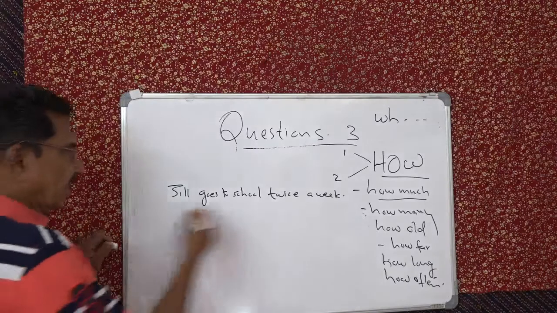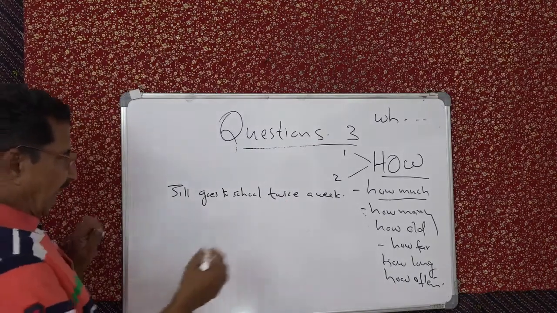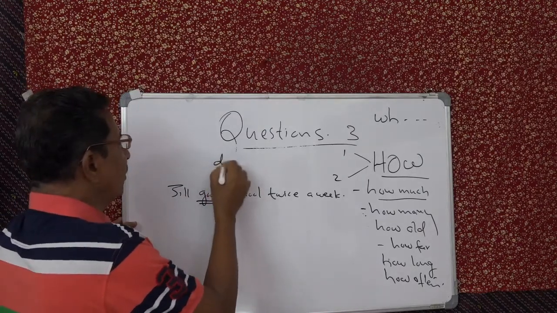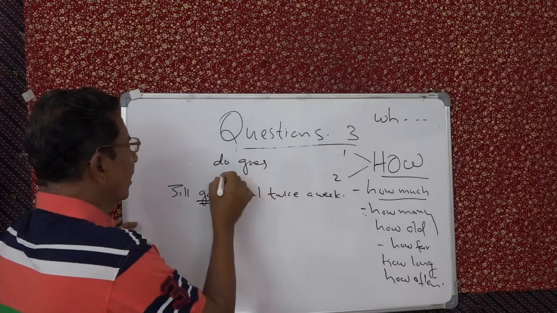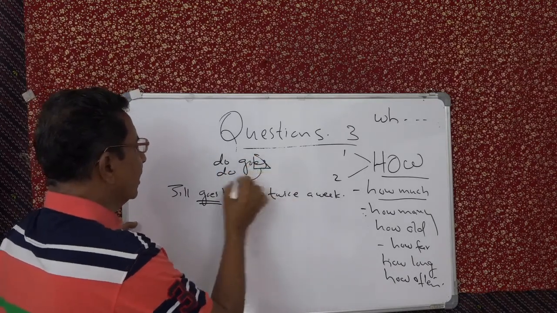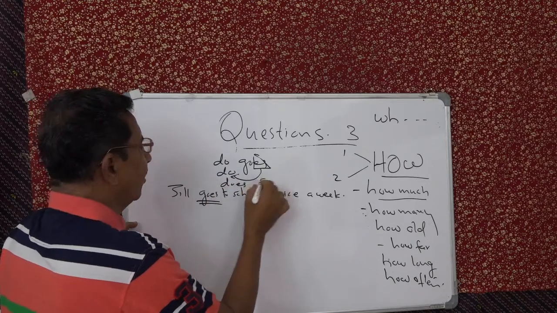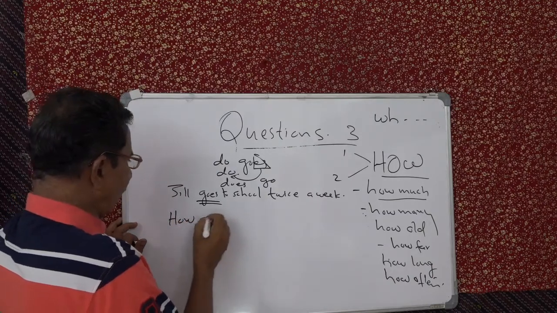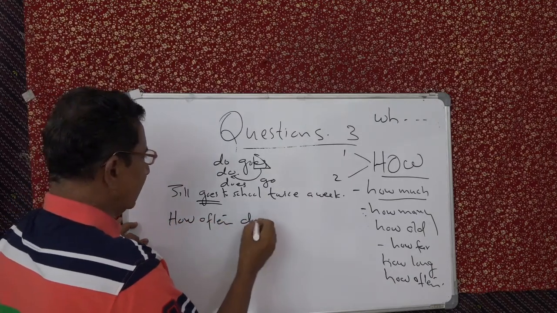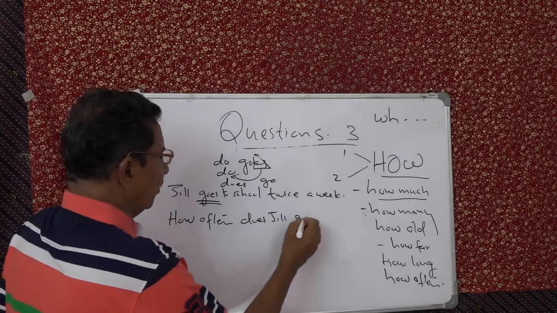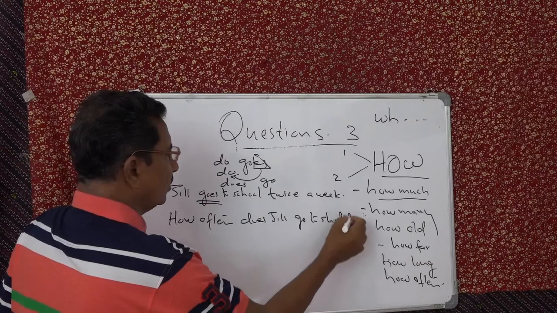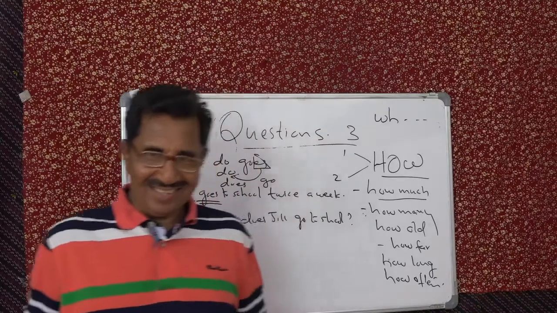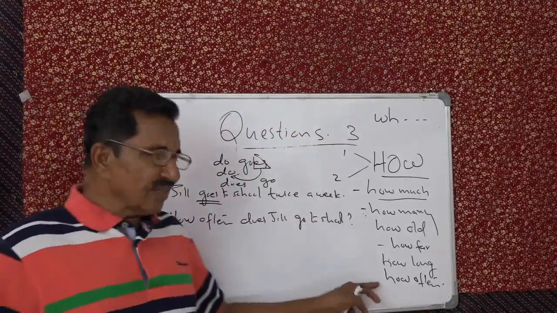So what will be the question? How often? Goes will become, as we have seen already, do, insert, goes, do, the tense marker is taken here, thus go. Then how often? The question is, how often does Jill go to school? Means twice a week. Understand? So that is another way of using how.